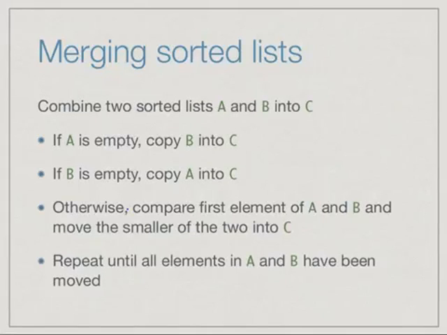So we are taking 2 input lists A and B, which are both sorted, and we are trying to return a sorted list C. So if A is empty, we just copy B into C. If B is empty, we just copy A into C. Otherwise, both are not empty, so we want to take the smaller one of the head of A and the head of B and move that to C, because that will be the smallest one overall in what is remaining. So we compare the first element of A and B, and we move the smaller one into C, and we keep repeating this until all the elements in A and B have been moved.